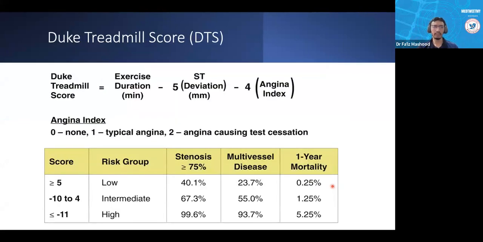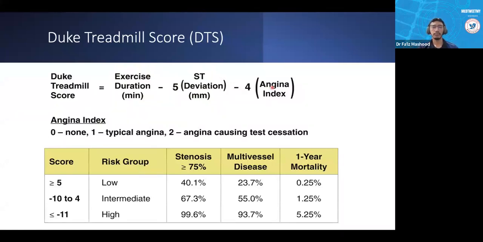And again, we have a Duke treadmill score, which we calculate. This is the score to predict the risk of having stenosis more than 75%, multivessel disease, and 1-year mortality. So the exercise duration here, let's say able to exercise for 10 minutes, minus 5 times ST deviation in mm. So one small box is 1 mm.